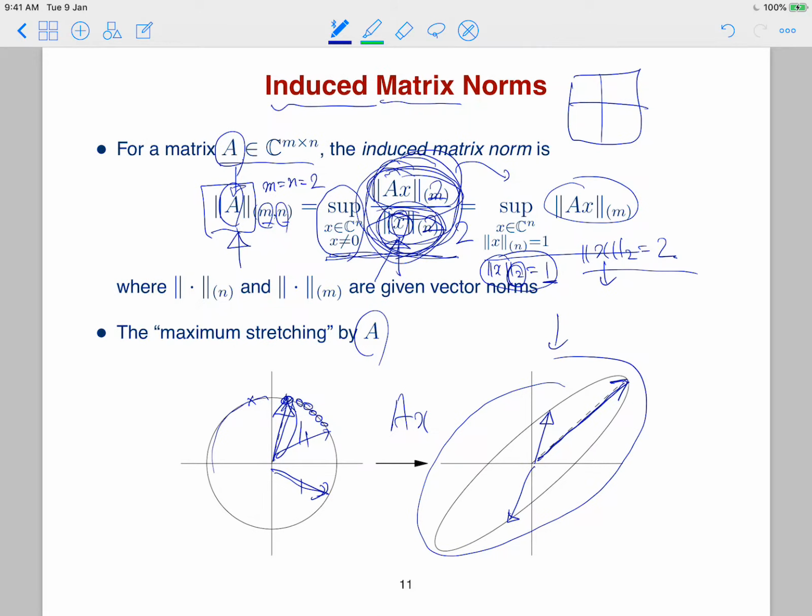Okay, and especially this is the vector norm induced matrix norm, because we consider the matrix norm by additionally introducing a vector.